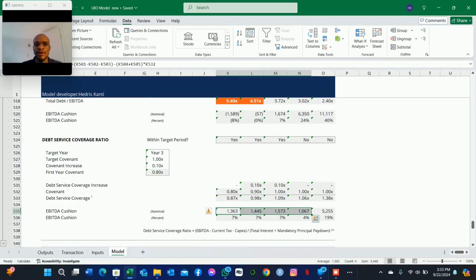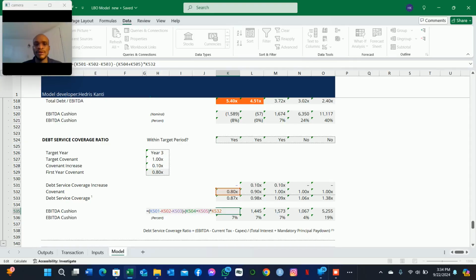So this is where they have to be very cautious. If this company was to lose at least $1.3 million of EBITDA, then it will need to move its coverage from 0.87 times to 0.8 times. So that's what this means. As you can see, we take the EBITDA, deduct the cash taxes, deduct the capital expenditures, and then deduct the principal and interest that needs to be covered.